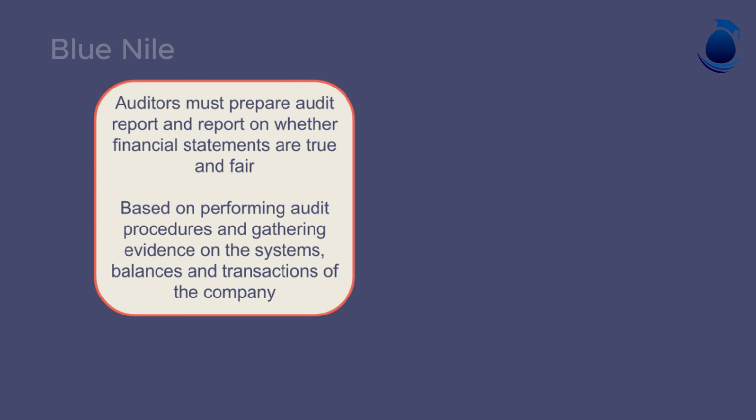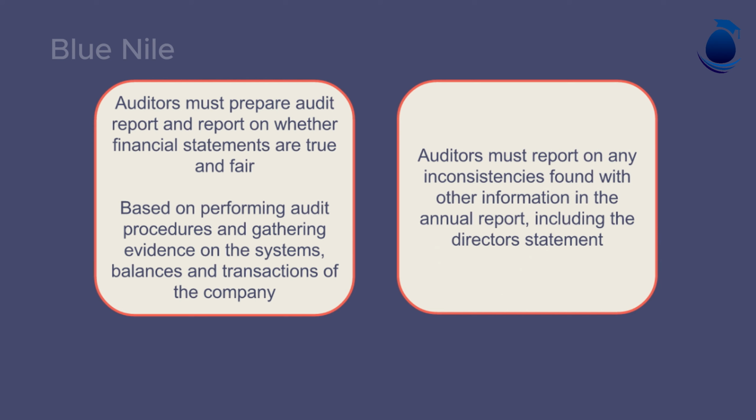The auditors must prepare their audit report and report on whether the financial statements are true and fair. This is based on performing audit procedures and gathering evidence on the systems, balances, and transactions of the company. They must also report on any inconsistencies found with the other information in the annual report, including the director's statement. Any concerns with the information provided will also be included in the audit report.